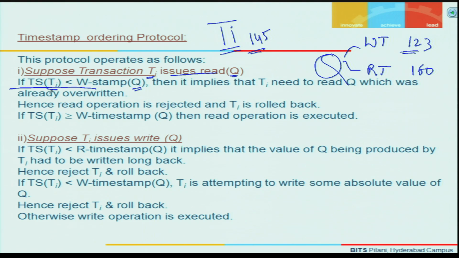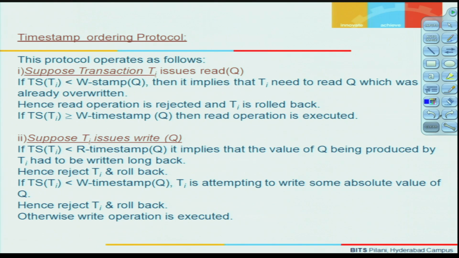That means the Ti, the transaction which is a younger transaction than the transaction which has already written the data item Q, is now issuing a read operation on Q. So we do not have to worry. So ordering is, first is the transaction with timestamp 123, next comes 145, hence we can allow it to read.